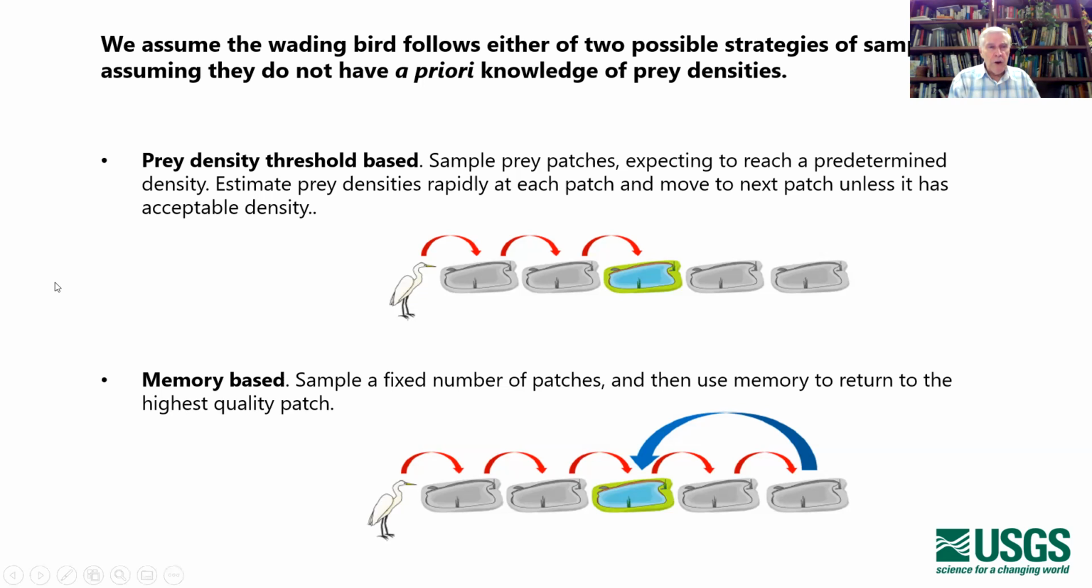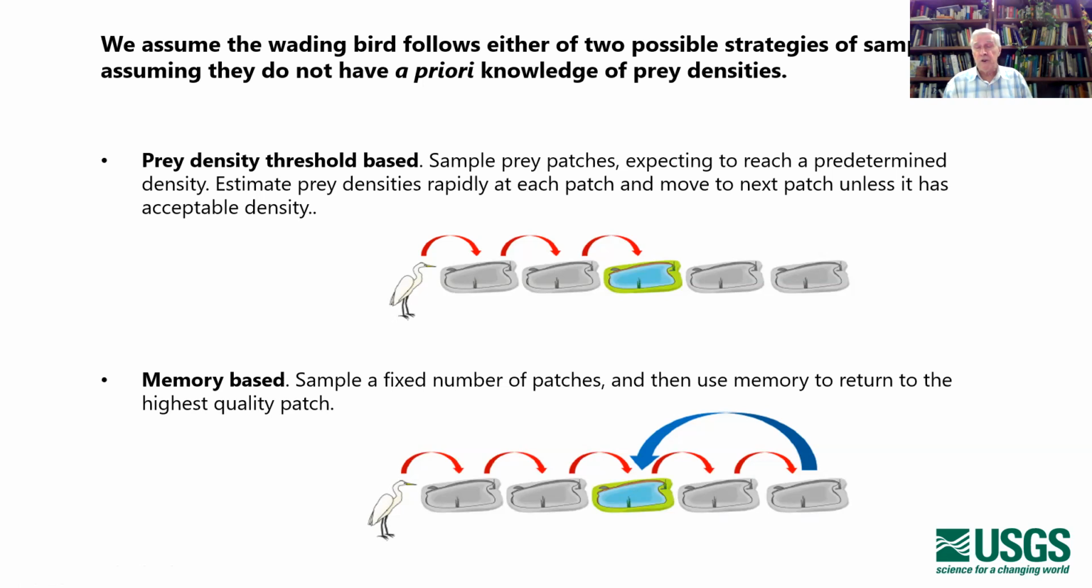So the two strategies we're going to talk about, and one is prey density threshold based. We're going to assume that the wading bird samples prey patches, expecting to reach a predetermined prey density. So they already have in mind that they're going to wait until they get to a patch that has some prey density that they are happy with. They estimate the prey densities rapidly at each patch and move to the next patch unless it has an acceptable density.